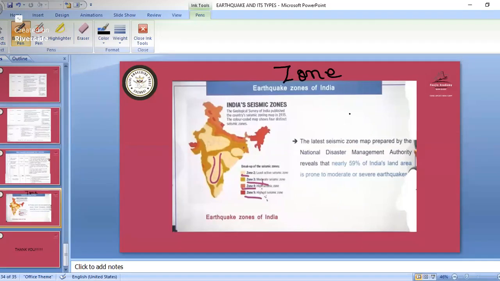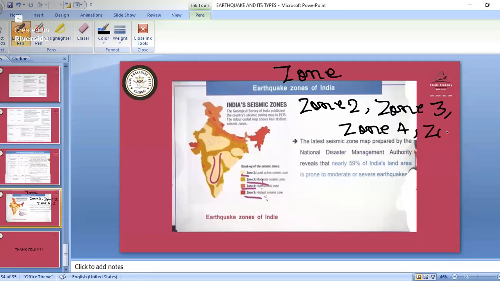In this part, we have zone 2, zone 3, zone 4, and zone 5. So these are the various earthquake zones in India. They are divided on the basis of the damage. The latest seismic zones map prepared by the National Disaster Management Authority reveals that nearly 59% of India's land area is prone to moderate or severe earthquakes.